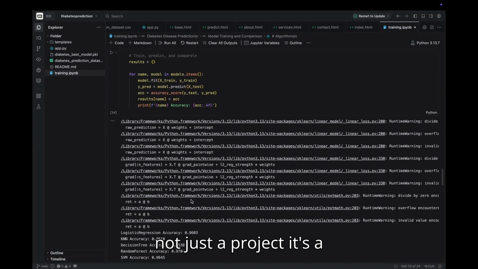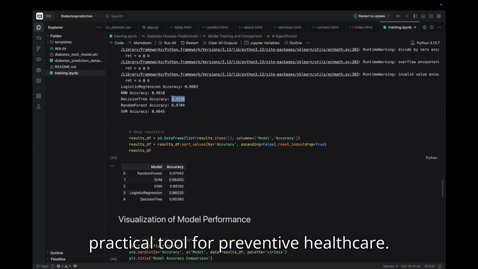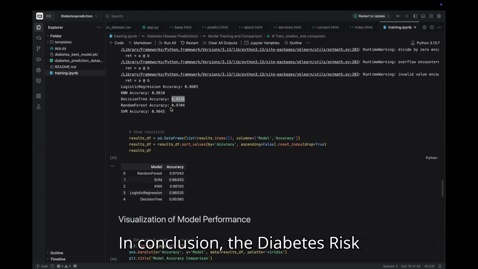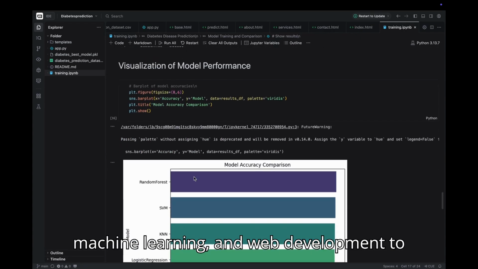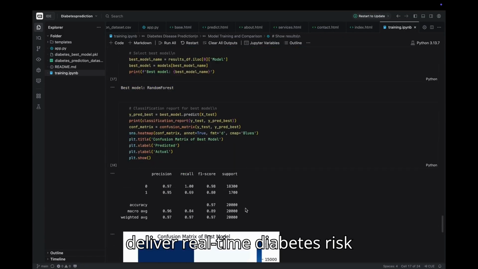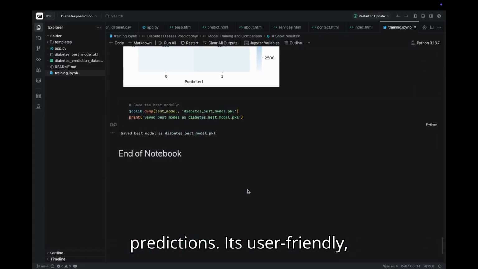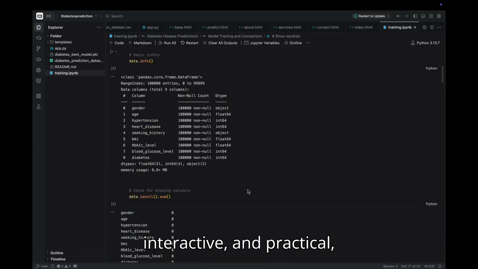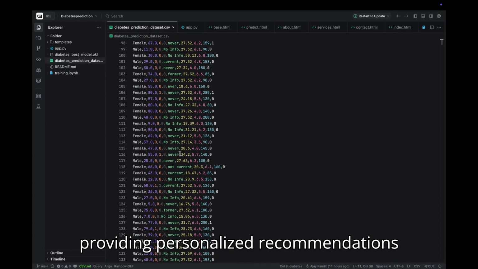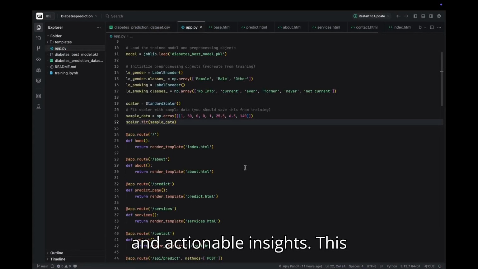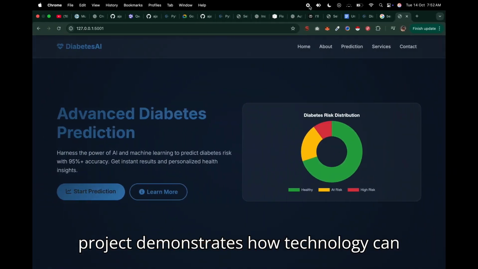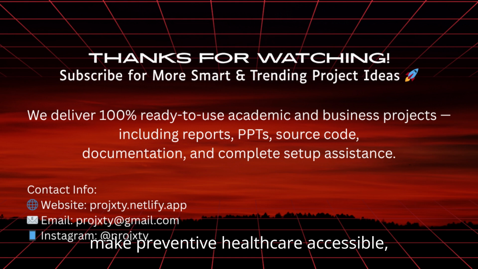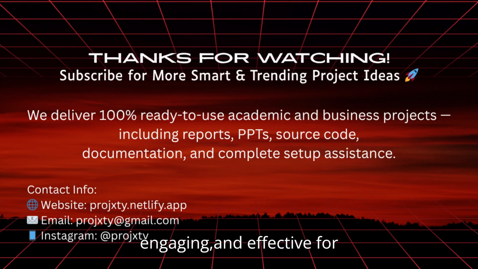It's not just a project. It's a practical tool for preventive healthcare. In conclusion, the Diabetes Risk Prediction System combines AI, machine learning, and web development to deliver real-time diabetes risk predictions. It's user-friendly, interactive, and practical, providing personalized recommendations and actionable insights. This project demonstrates how technology can make preventive healthcare accessible, engaging, and effective for everyone.